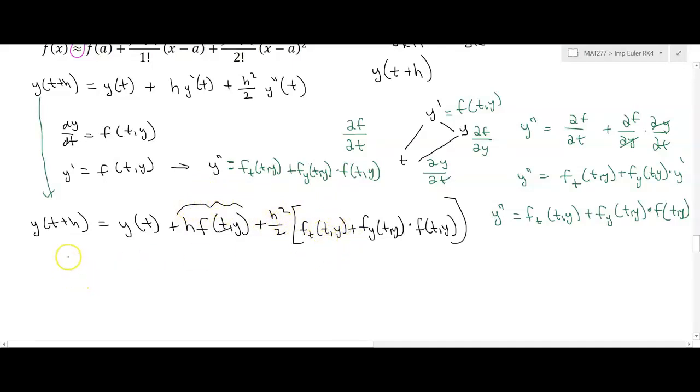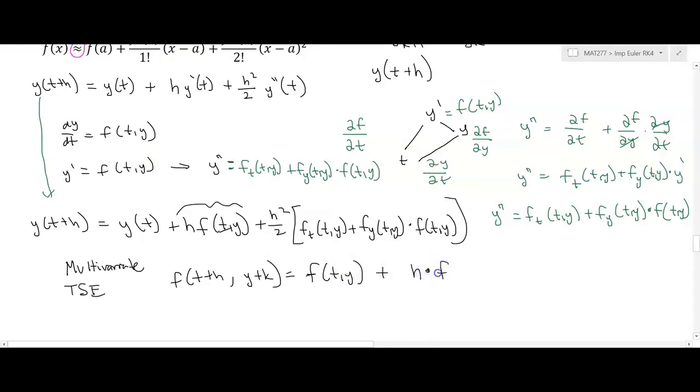We're going to do one more thing here, and this might not be something that you're familiar with, but the multivariate Taylor series expansion is going to look like this. If you have f of t plus h, comma, y plus k, this is going to come out to f of t comma y, plus h times f sub t with respect to t and y, plus k times f sub y with respect to t and y.